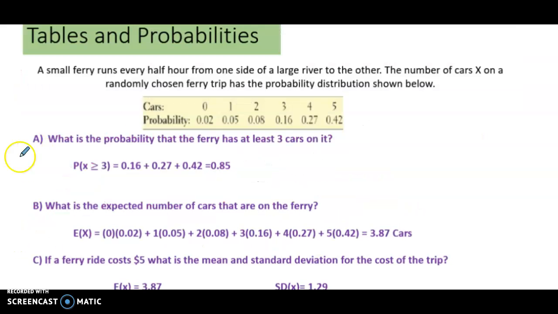All right, so let's now review tables and probabilities. Let's take a look at this first example. A small ferry runs every half hour from one side of the large river to the other.